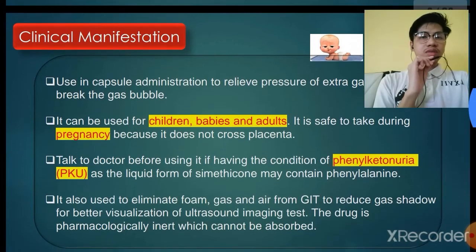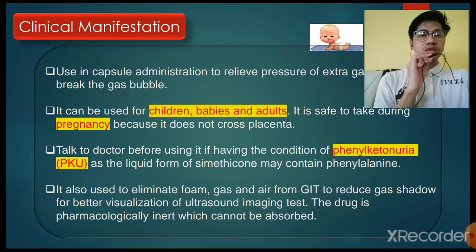For the clinical manifestation, it is used in capsule form to relieve the pressure of excessive gas by breaking the gas bubbles. It is safe to be taken by children, babies, adults and also pregnant women. For pregnant women, as it does not cross the placenta, it is safe to be taken. You need to consult your doctor first before using simeticone if you have phenylketonuria, as the liquid form may contain phenylalanine. Lastly, it can also reduce the gas shadow for better visualization in ultrasound imaging tests.